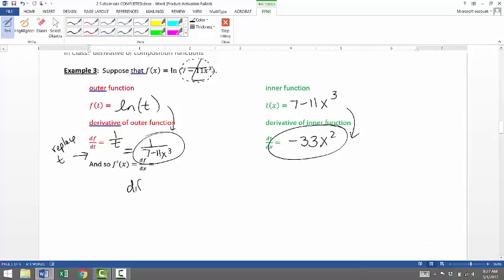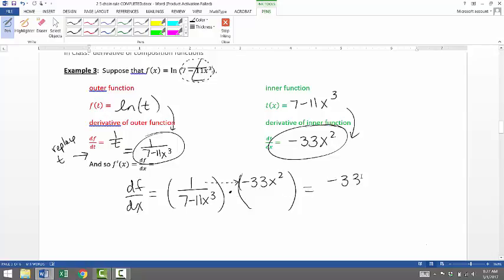And so, overall, using the chain rule, the derivative of f with respect to x will be the derivative of the outer function, 1 over (7 minus 11x cubed), times the derivative of the inner function, negative 33x squared. Notice you can go ahead and multiply fractions straight across, the top to get negative 33x squared over the bottom, 7 minus 11x cubed, if you like.